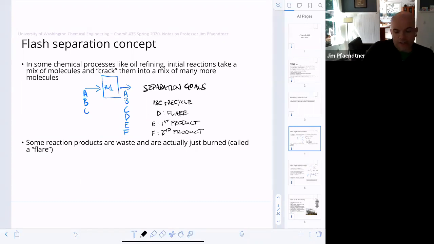A good example can be found in oil refining. As you probably know, when you take crude oil from the ground, it's a very complex mixture of hundreds, if not a thousand or more, molecules.